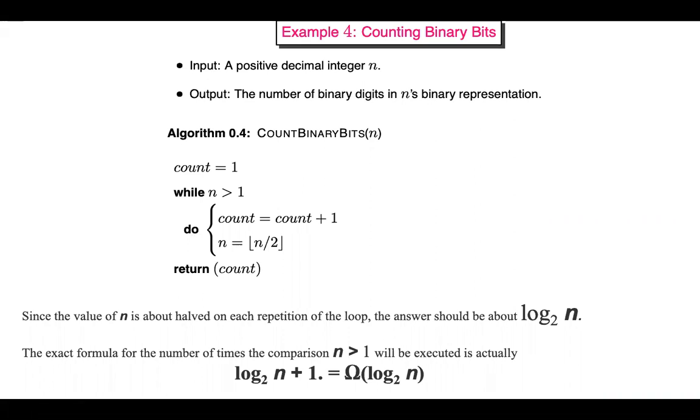If the input decimal number is 8, what is the output you will get? The output will be 4. 8 is represented using 1 followed by 3 zeros: 1 0 0 0. Is it clear? So this is the algorithm to find out the number of binary digits in the given decimal number.